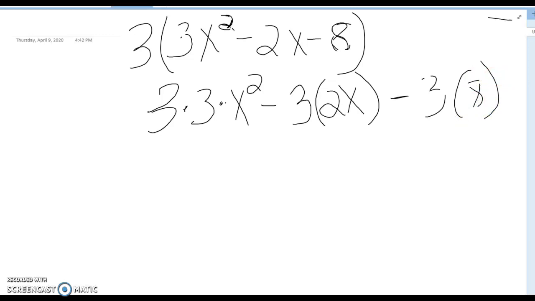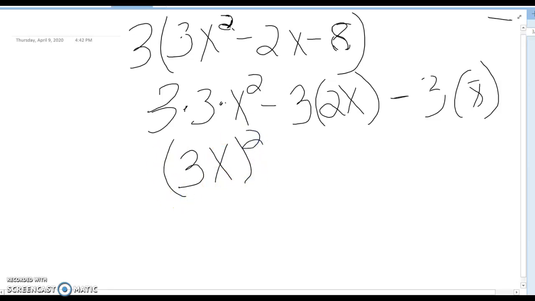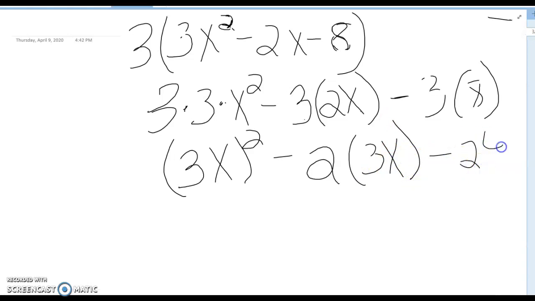The next thing, then what we have here is we actually have 3 squared. So we can say, okay, we have 3x squared minus, and we have 3 times 2 times x. So what we're going to do is call this 2 times 3x in parentheses minus, and we don't care about the 3 times 8. We're just going to write it as 24.